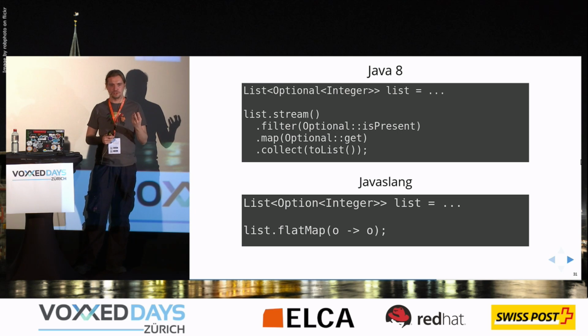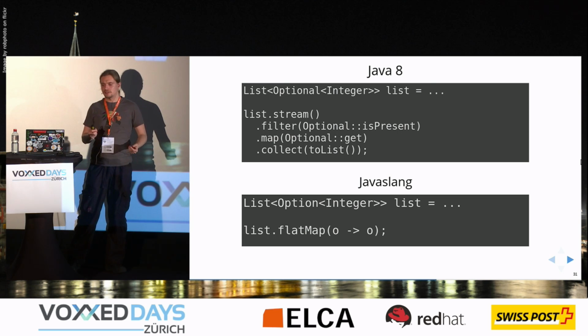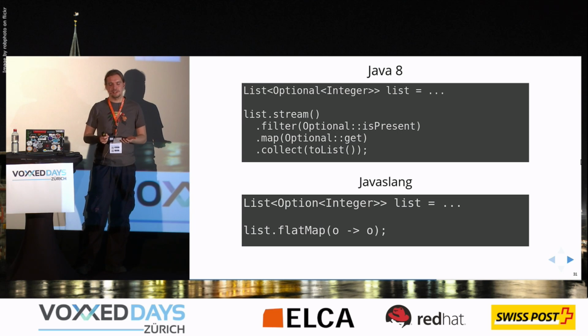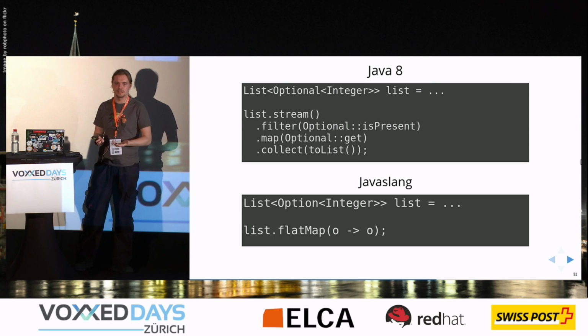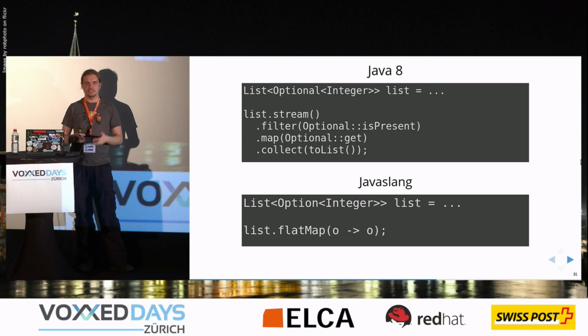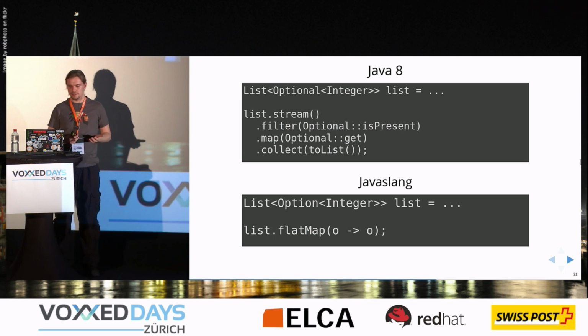We are treating it as a container which is empty or not. So when we have a list of optionals, when calling flat map now, we are basically just collapsing the whole structure where empty optionals become nothing, and optionals that have something inside become only the single value. So as you can see, this is super easy.